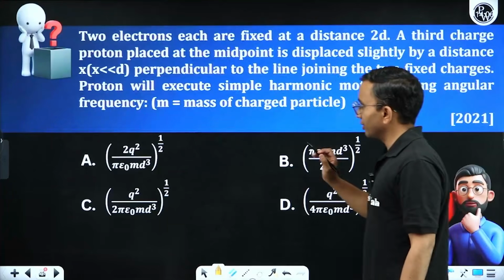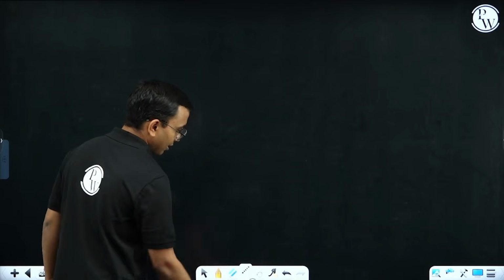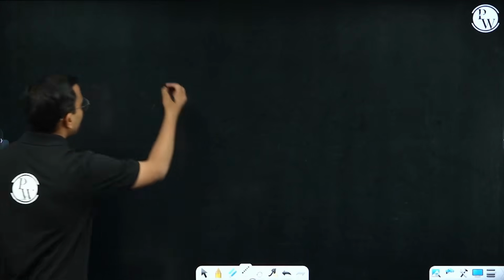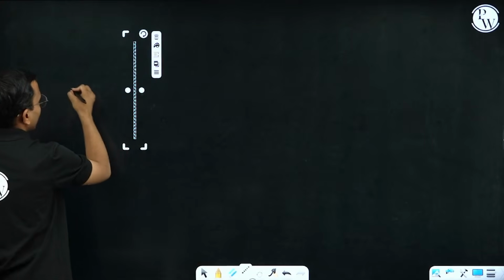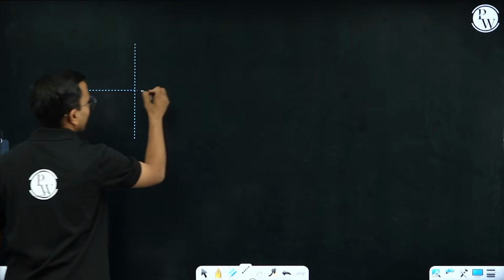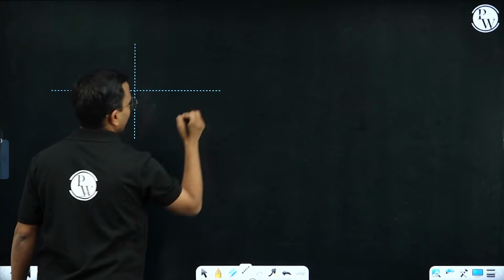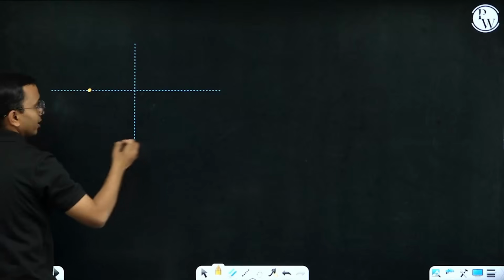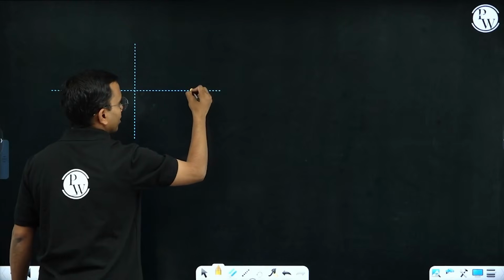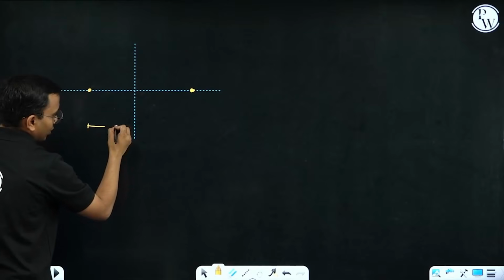So let us do this here. Let me show you how the charges are placed. First, two electrons here and here. The separation between the two is given as how much? 2d.